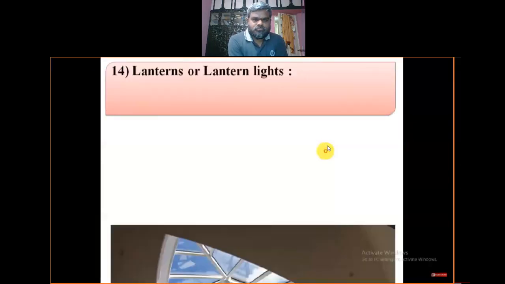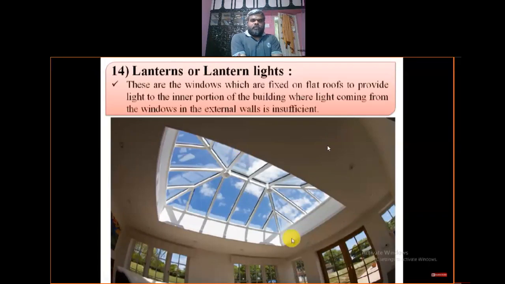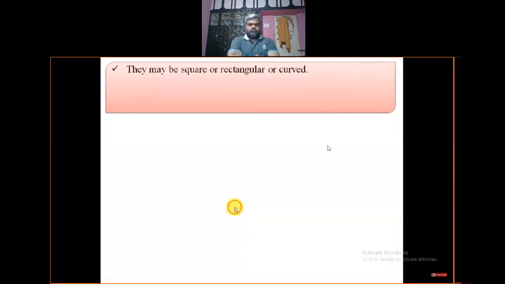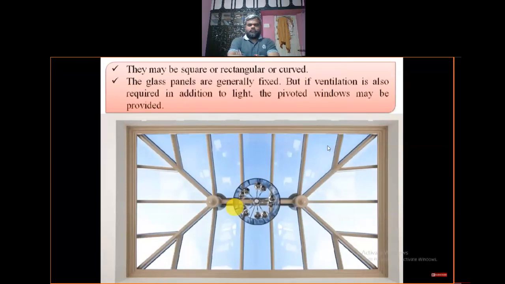Next type of window is lantern or lantern sky. The difference between these is providing in the roof. Lantern lights or lanterns are the windows that are placed on the flat roof to provide light to the inner section of the building, where light coming from the windows in the exterior wall is insufficient. These lanterns may be square or rectangular or curved. Glass panels are commonly used in these lanterns, but if ventilation is also required in addition to light, louvered windows may be provided.